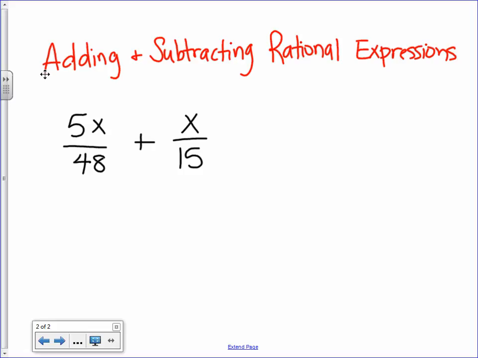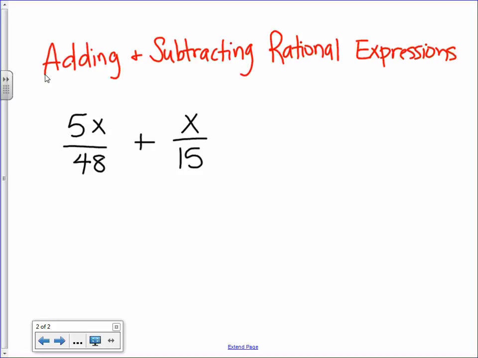And again, I'm trying to find the smallest number that both 48 and 15 will go into. What goes into them? What do they go into? Now, okay, there are two ways to do this, and one way takes about a year.